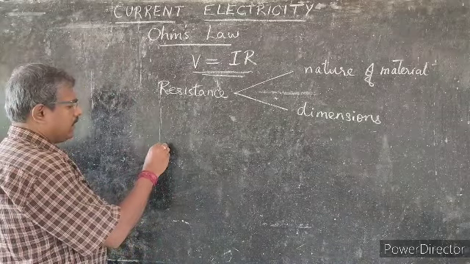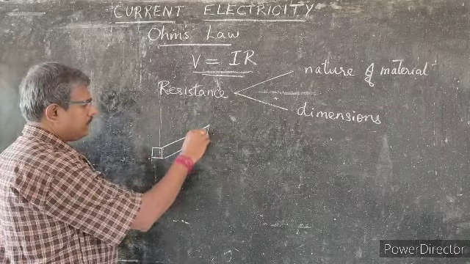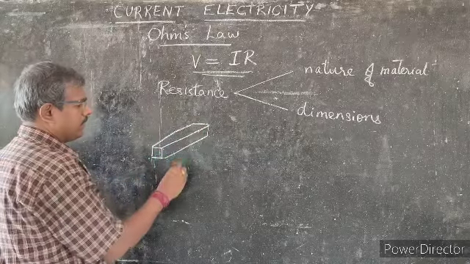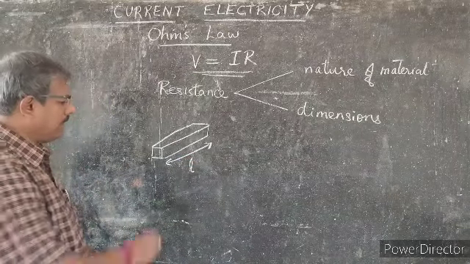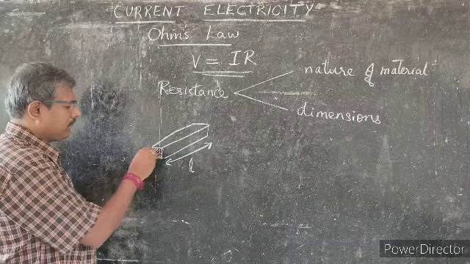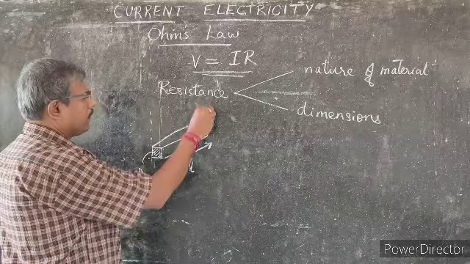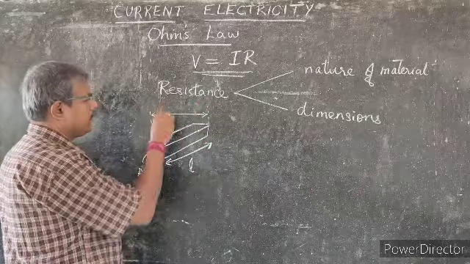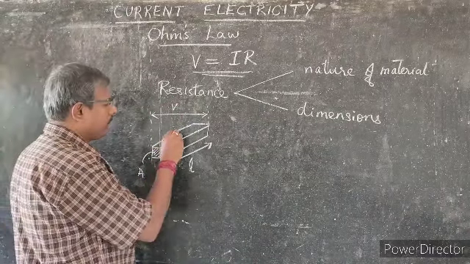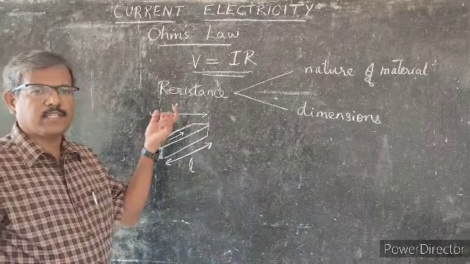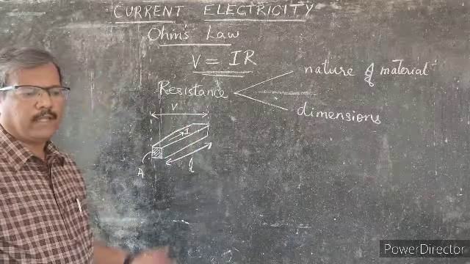So let's take a cuboidal piece of metallic conductor which is of length, let's say L, and it has an area of cross section capital A, and we apply a voltage V across it, and let's assume that the presence of this voltage causes current I to flow in this piece of conductor.